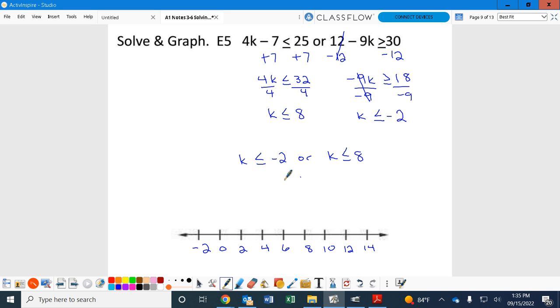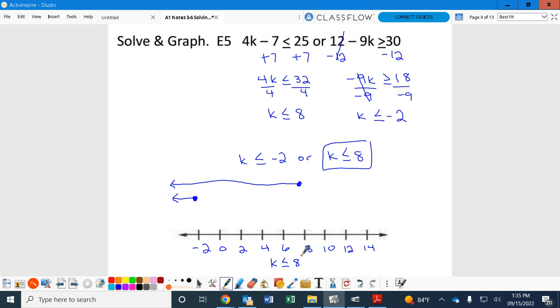Closed dot at the 2, going to the left. Closed dot at the 8, going also to the left. So guys, do y'all see one takes over the other? Which one takes over? 8. This one takes over. So this is your answer, guys. K is less than or equal to 8. That's the answer because that one takes over. It's or, but the other one is inside of that one.